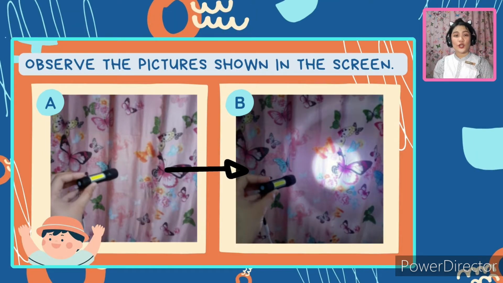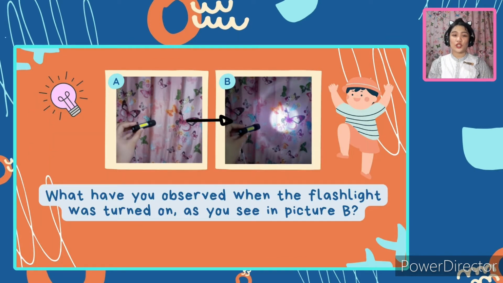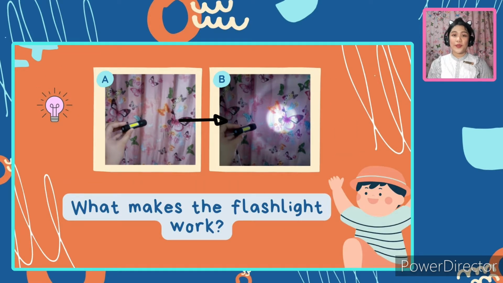Observe the pictures shown in the screen. Picture A and picture B. What have you observed when the flashlight was turned on? As you see in picture B, you can observe that the flashlight in picture B is now turned on and produces light. What makes the flashlight work? Electricity makes the flashlight work.